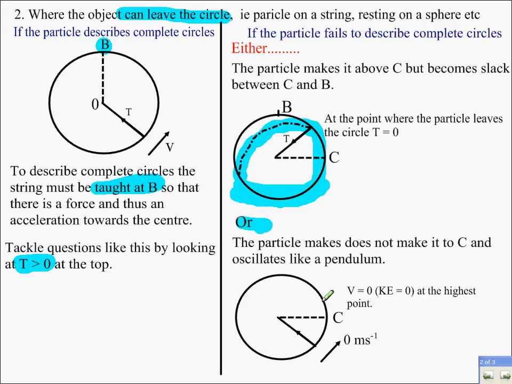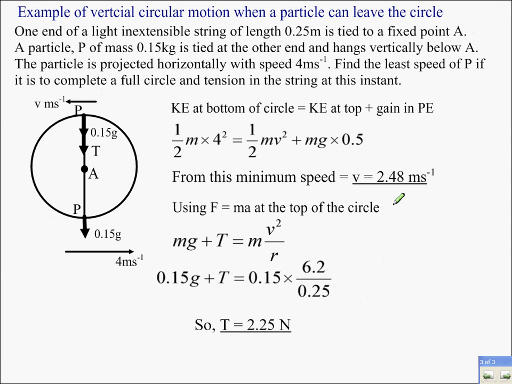Or it might not even have the energy to get up to C, it might just go back and forth and back and forth like a little pendulum down here. Okay, so key points for those are, at the point here when it leaves the circle, the tension in the string will become 0, and the key point for this one is obviously at its highest point there, velocity will be 0. Alright, little example for you.